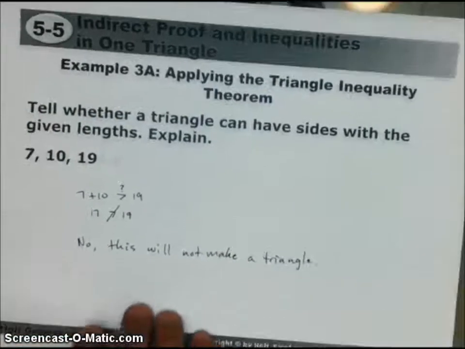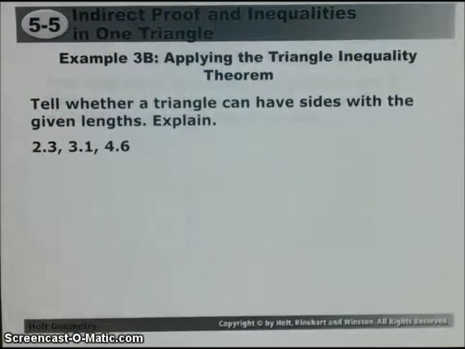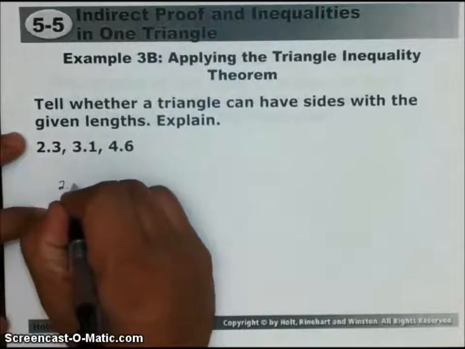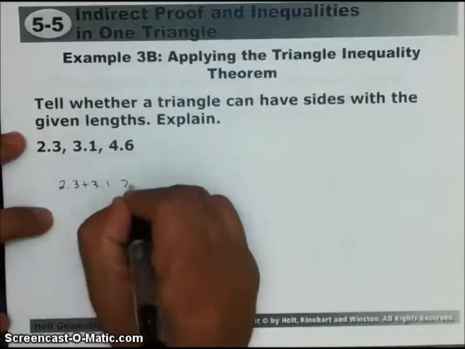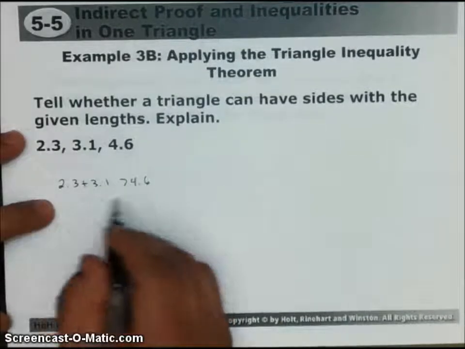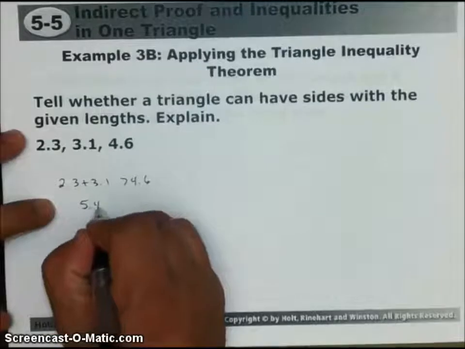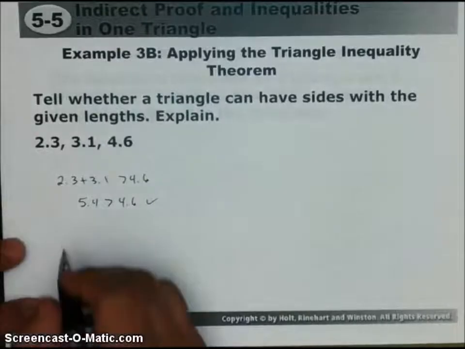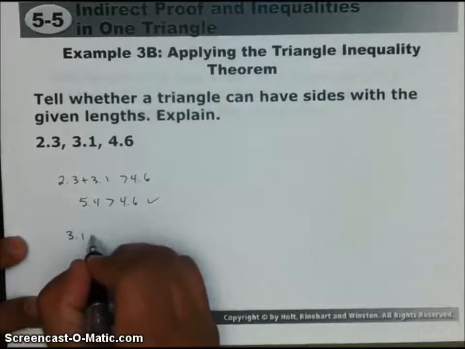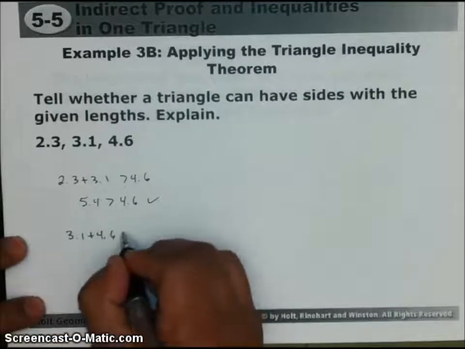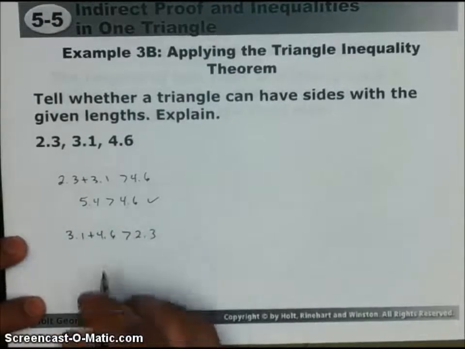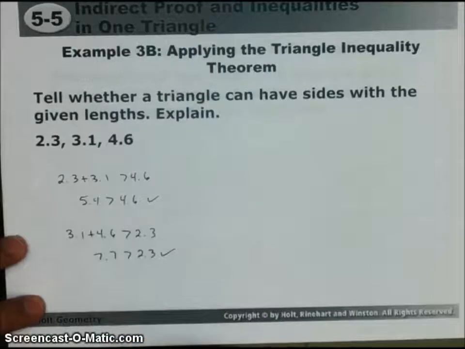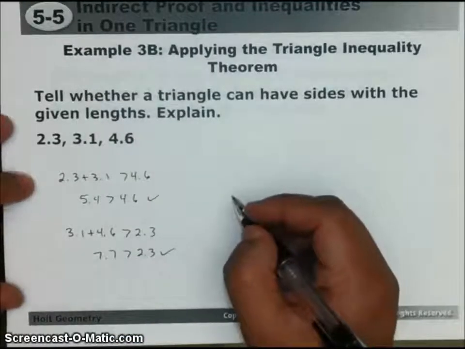All right, let's look at another example right quick. Same idea. Tell whether a triangle can have sides with the given lengths. So is 2.3 plus 3.1 greater than 4.6? If I add these, that gives me 5.4. Is that greater than 4.6? Yes, that's true. Then we want to look at, say, 3.1 plus 4.6. Is that greater than 2.3? That comes out to 7.7. So yes, that works.